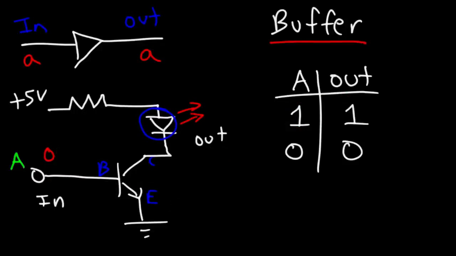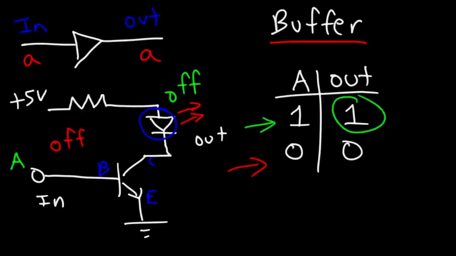Now, what about if the input is off? So in this case, we have a 0 at the input. If there's no voltage at the base, then the transistor will be off. No current will be able to flow from the collector to the emitter. So therefore, the LED will be off as well. And so that's basically the buffer logic gate. So if you have a 1 in the input, you're going to have a 1 in the output. If you have a 0 in the input, you have a 0 in the output.